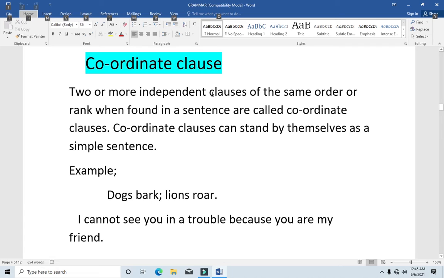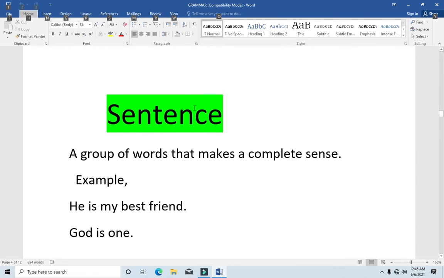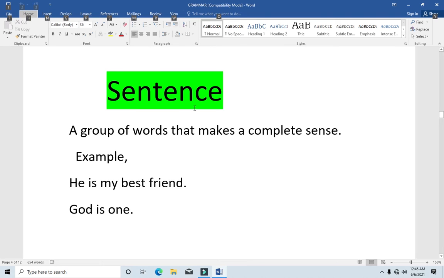Now the other topic is coordinate clause. Definition: 2 or more independent clauses of the same order or rank when found in a sentence are called coordinate clauses. Coordinate clauses can stand by themselves as a simple sentence. For example, dogs bark, lions roar. And the other example is, I cannot see you in trouble because you are my friend. So these are the examples of coordinate clauses, and these can stand by themselves as simple sentences.